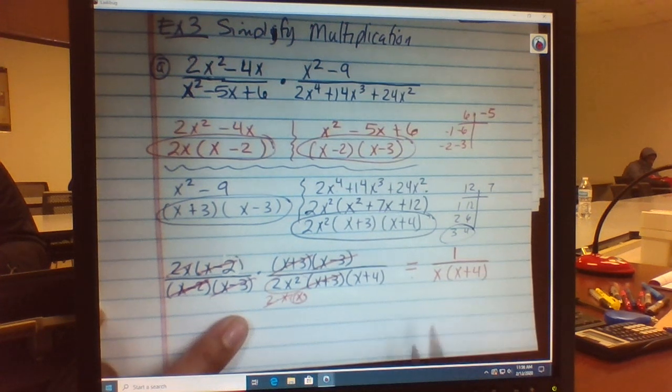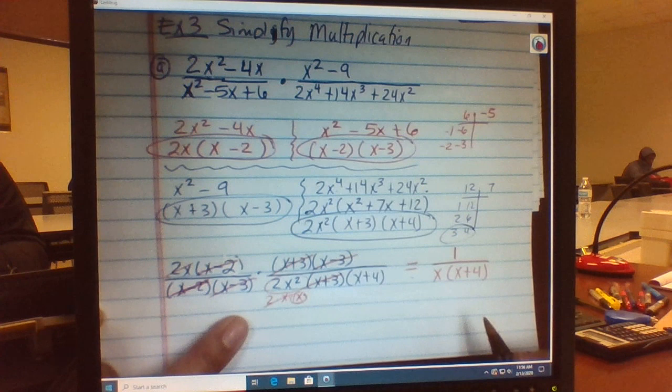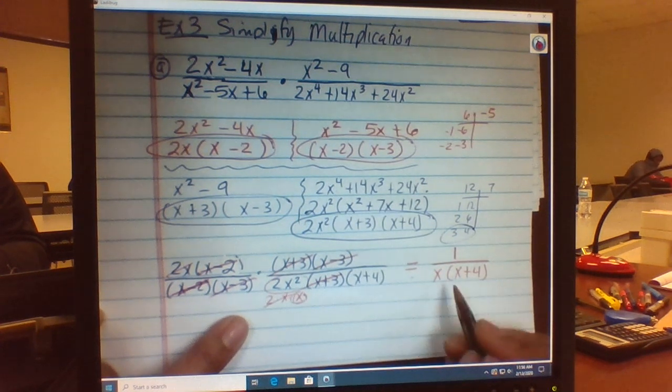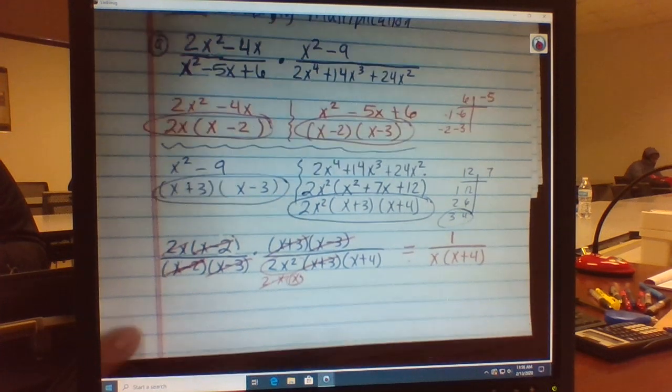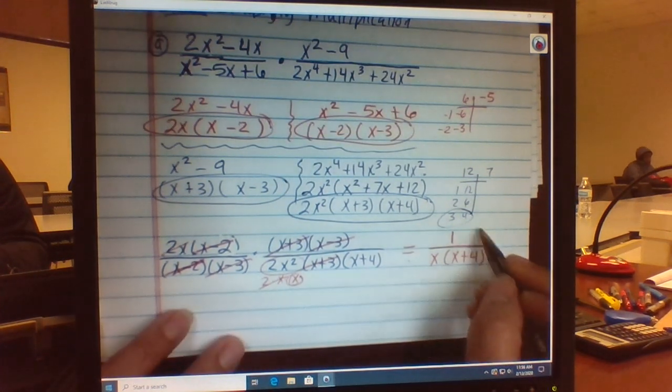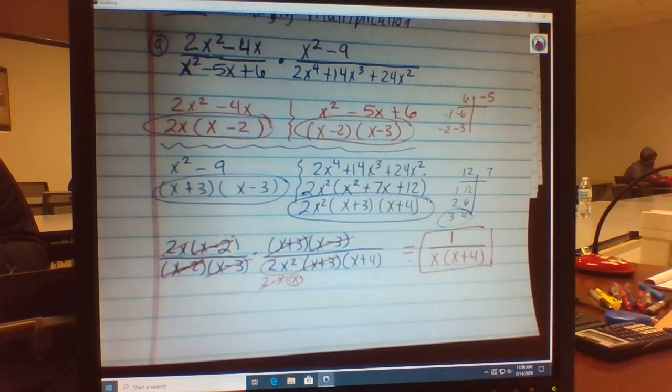You can't combine them. If you did x squared plus 4x, yes, because remember the x would go to both of them. So this is your final answer. All that just comes down to that.